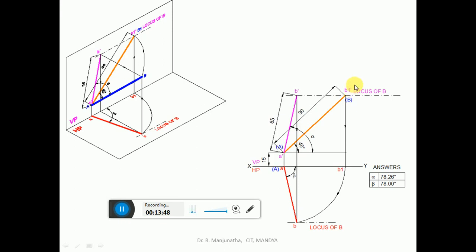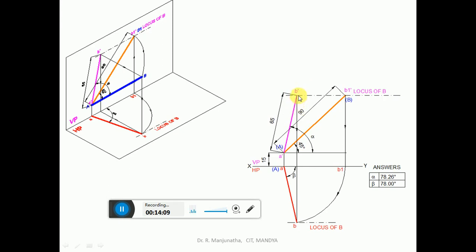So this is the true length. Then draw a dash dot line, which is going to be the end projector locus of B in the front view. Then we know the front view distance is given as 65. With A dash as center, cut an arc on that locus of B, so that you are going to get B dash.